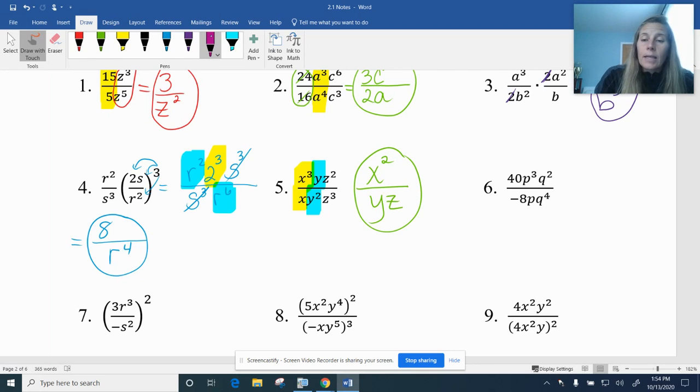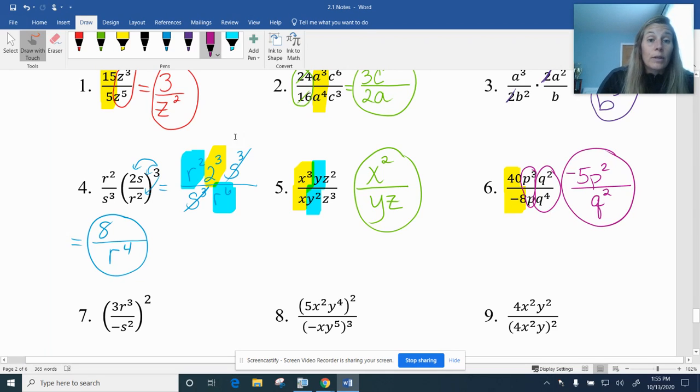Okay, number 6, again, no parentheses, no negative exponents. Now there is a negative number here, but that's different than a negative exponent. You just divide that like normal. So 40 divided by negative 8 will be negative 5. Then I have the p's. 3 minus 1 would be p squared. And then the q's, 4 minus 2 would be q squared, but that one goes on the bottom. Notice my negative is still on my answer there because it was not an exponent.